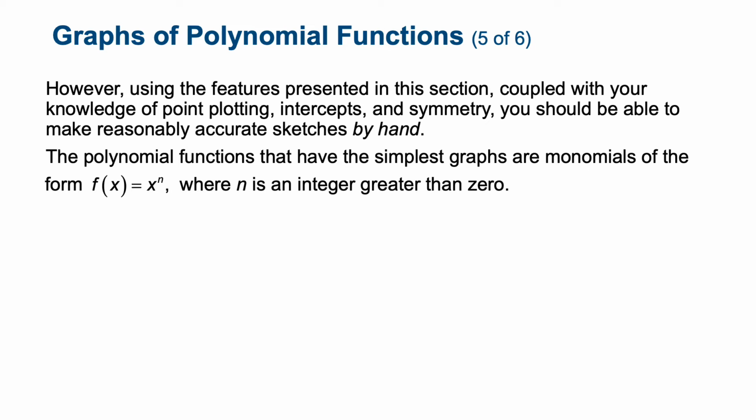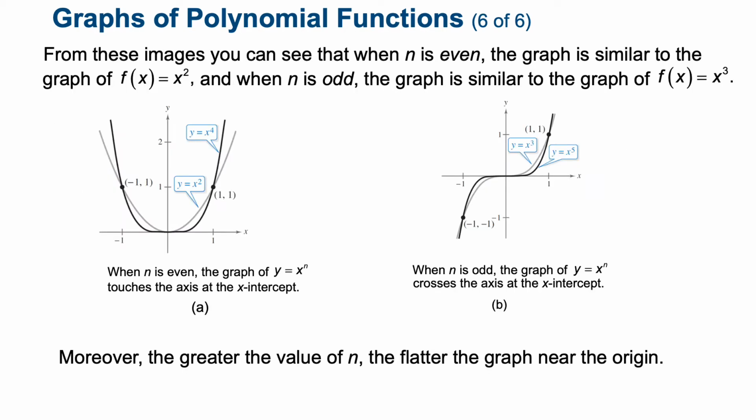Okay, so polynomial functions that have the simplest graphs are monomials of this form: f of x is equal to x to the n, where n is an integer greater than 0. Let's look at a couple of examples. From these images, you can see that when n is even, the graph is similar to the graph of f of x is equal to x squared, the squaring function. So x to the fourth looks like it. And when n is odd, it looks kind of like x cubed.